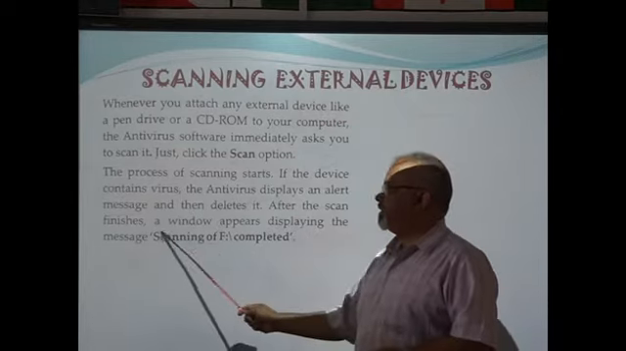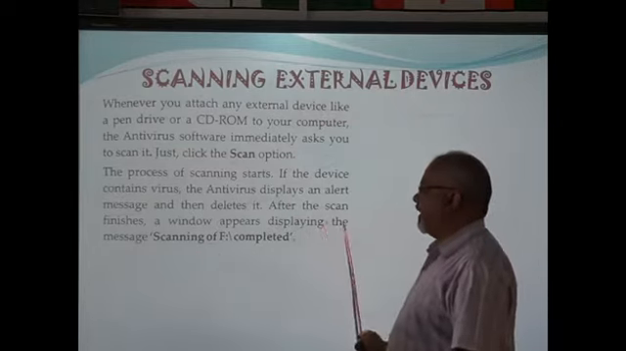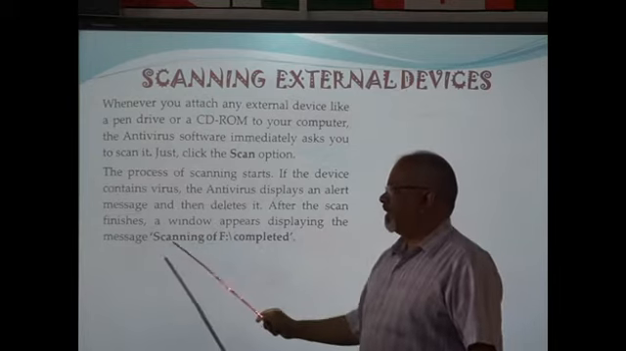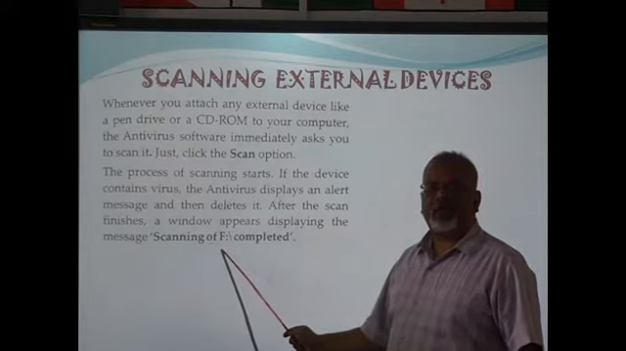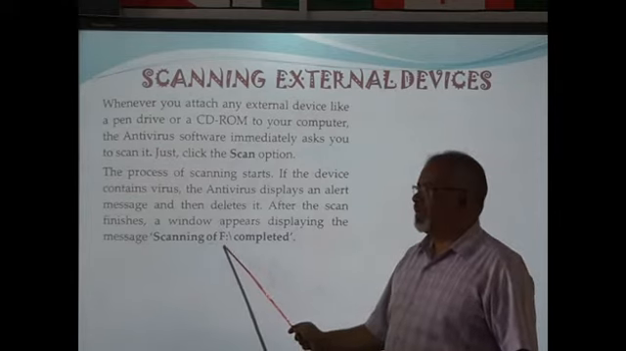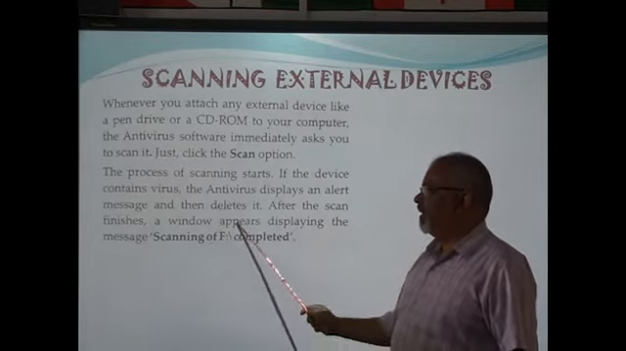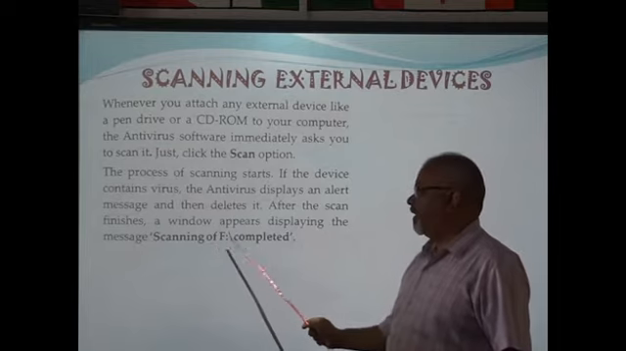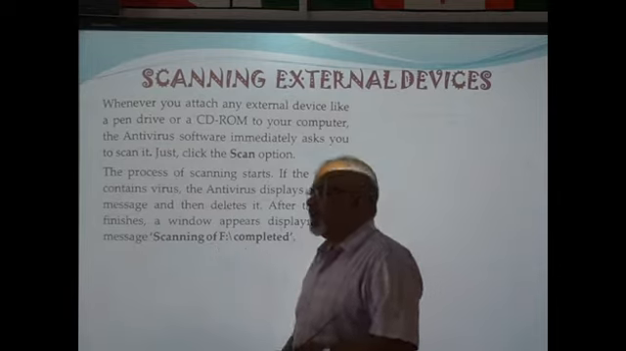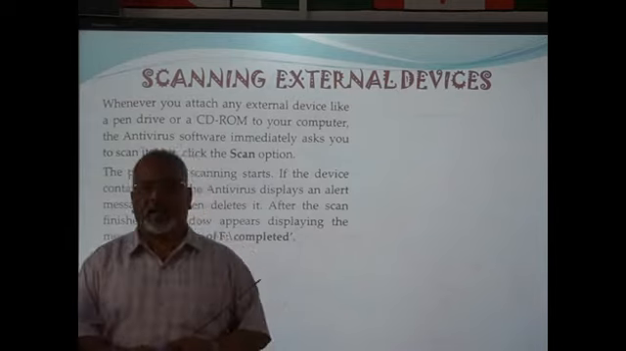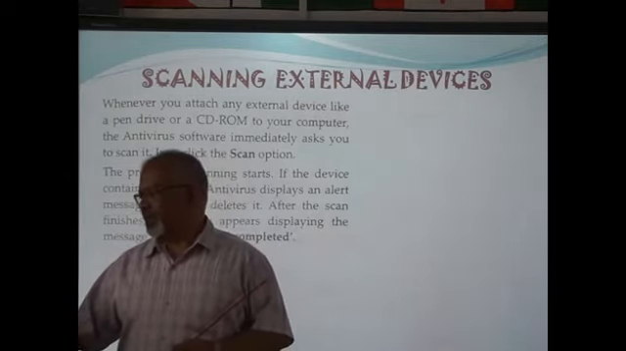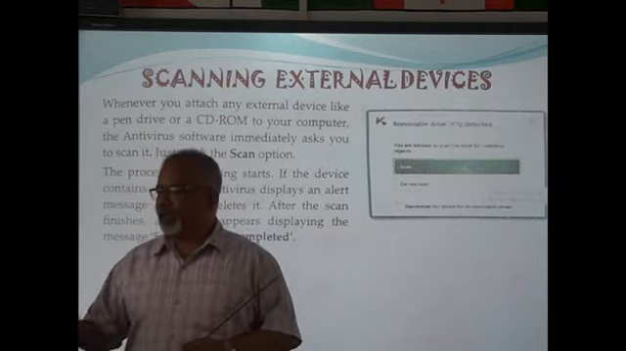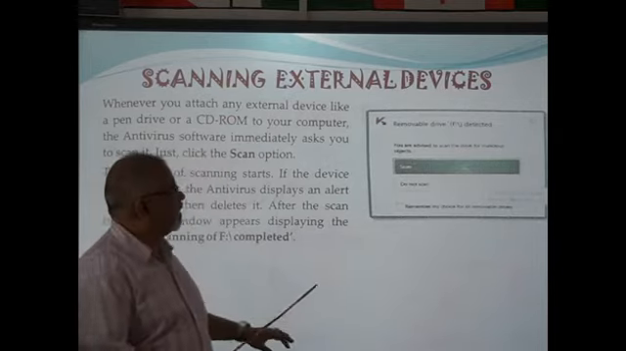After the scan finishes, a window appears displaying the message scanning of F drive completed. This F drive is your removable drive, that is your pen drive. If you have given a name to the drive, it will be shown here. So your external device is already scanned. Now it is safe to use your external device. Here also I will be showing you with pictures.